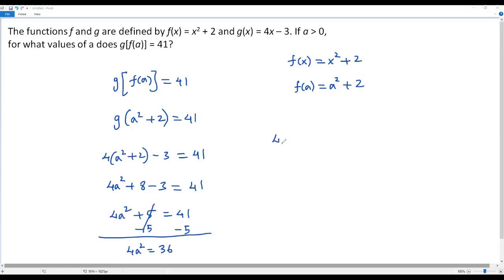Let me continue over here. That is 4a squared equals 36. Now let me divide both sides by 4. The 4 cancels out, and a squared equals 36 divided by 4, which is 9.